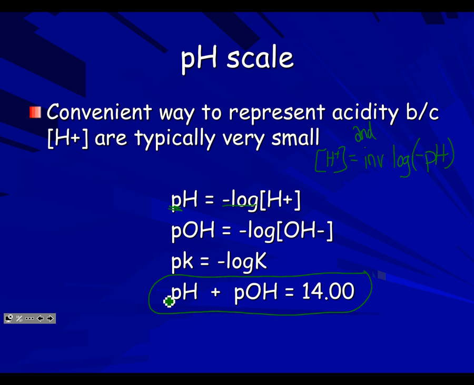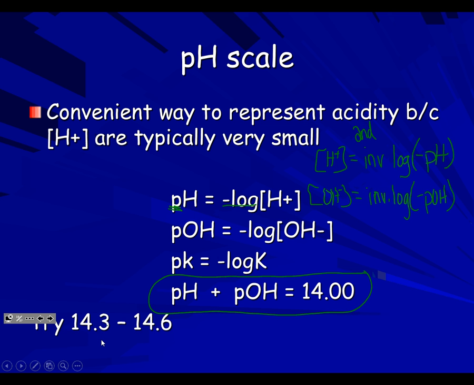It works the same way if you wanted to find the hydroxide from the pOH. It would be the inverse log of the negative pOH. So you can practice a few of those. I'm not going to do any of these with you right now, but you could try these in your textbook. They're pretty easy problems, 14.3 through 14.6.